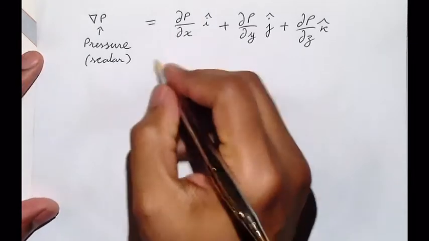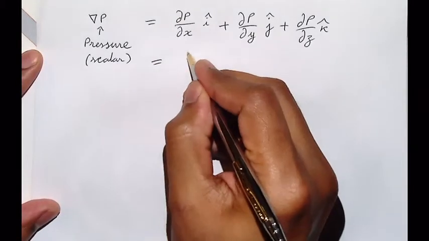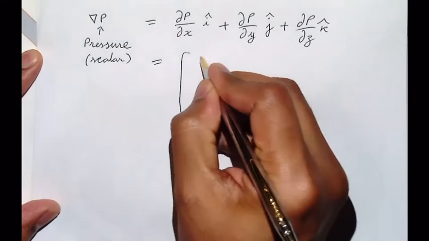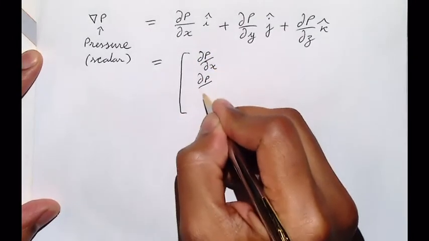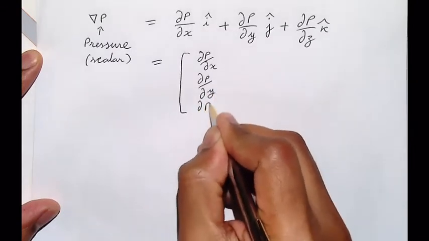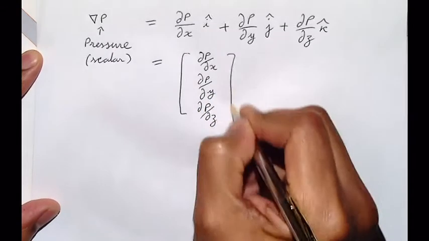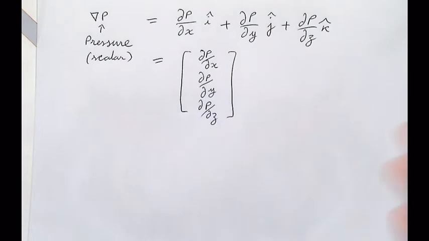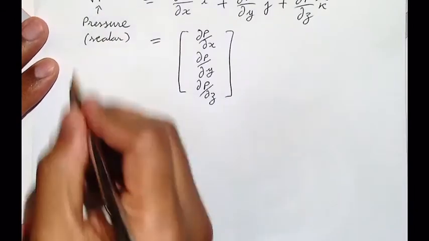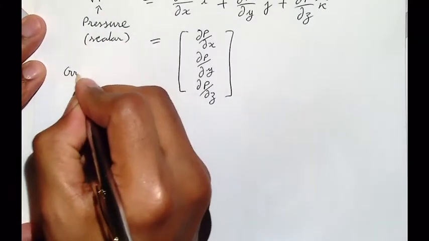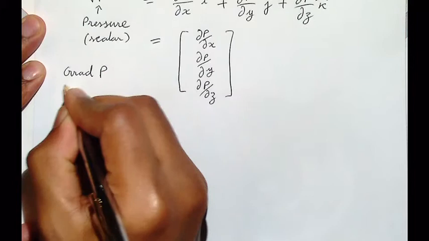There's another way. You can write it out in matrix form as a vector. So it's del P over del X, del P over del Y, del P over del Z. And it's completely equivalent. We just switch to whichever form is most convenient for us. Okay? All right. Now, this is called grad P, or gradient of P.